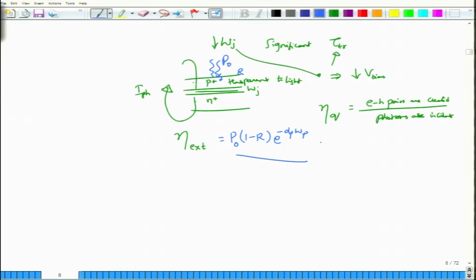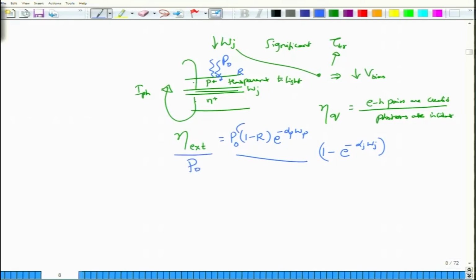But at the junction, if the junction were an absorptive type of junction, then e to the power minus alpha j Wj would be the absorption, but 1 minus this will be the actual thing that is transmitted. So you see that there are 3 factors over here which determine the quantum efficiency. Of course, this is to be divided by P0.